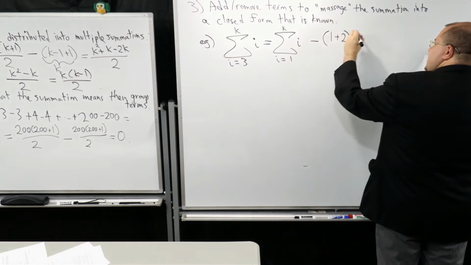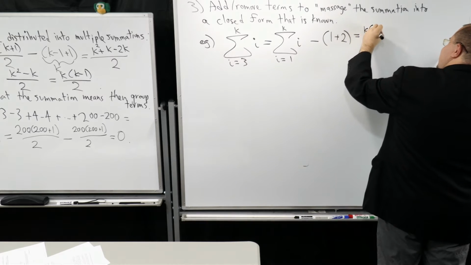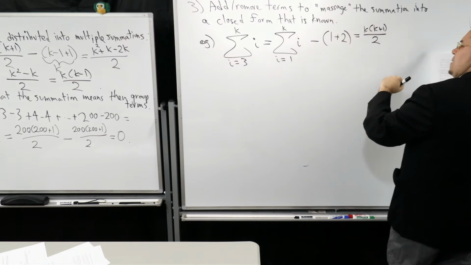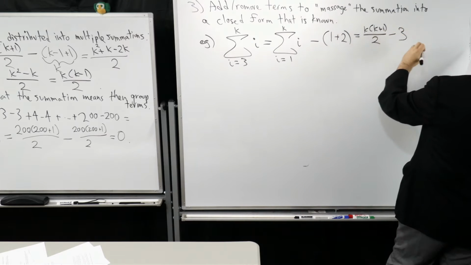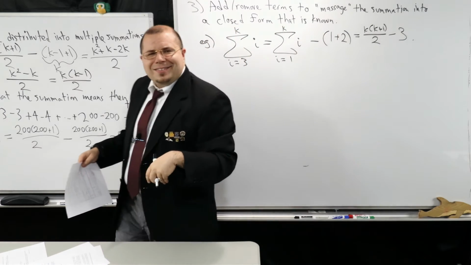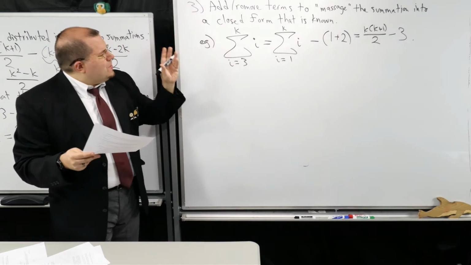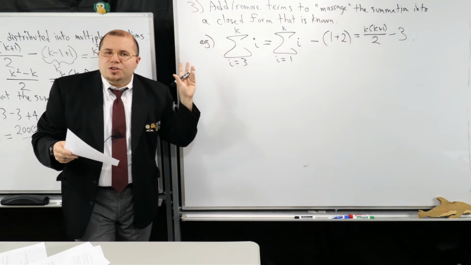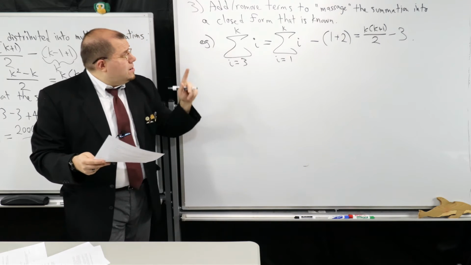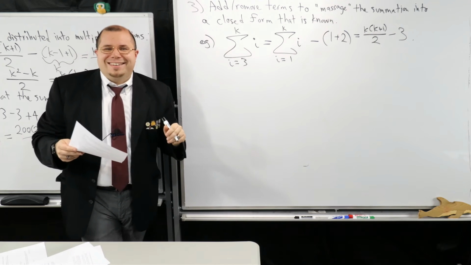But what's this? That's k times k plus 1 all over 2. What's this? That's 1 plus 2. That's equal to 3. Boom. Isn't that nice? So just think about it. If you see a form that looks like something you want, a very powerful and simple idea is all you need. Massage the summation.